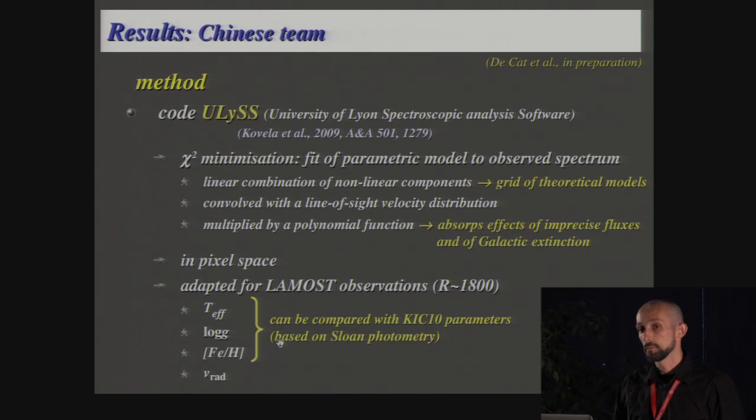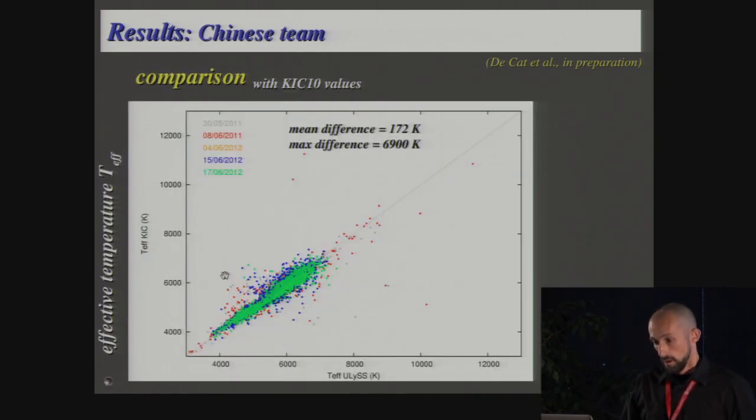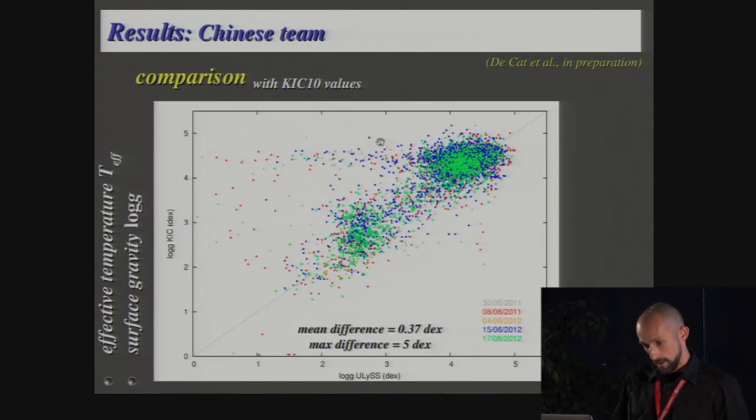The first three can be compared with the KIC parameters, which are based on Sloan photometry. This is done here for the effective temperature. And on the figure, the 5 nights that I consider here are given another color. As you can see, the correspondence is quite okay, and the mean difference is about 170 Kelvin, and the maximum difference for a hot star is found to be 6,900, which is already quite big. This is the situation for log g.